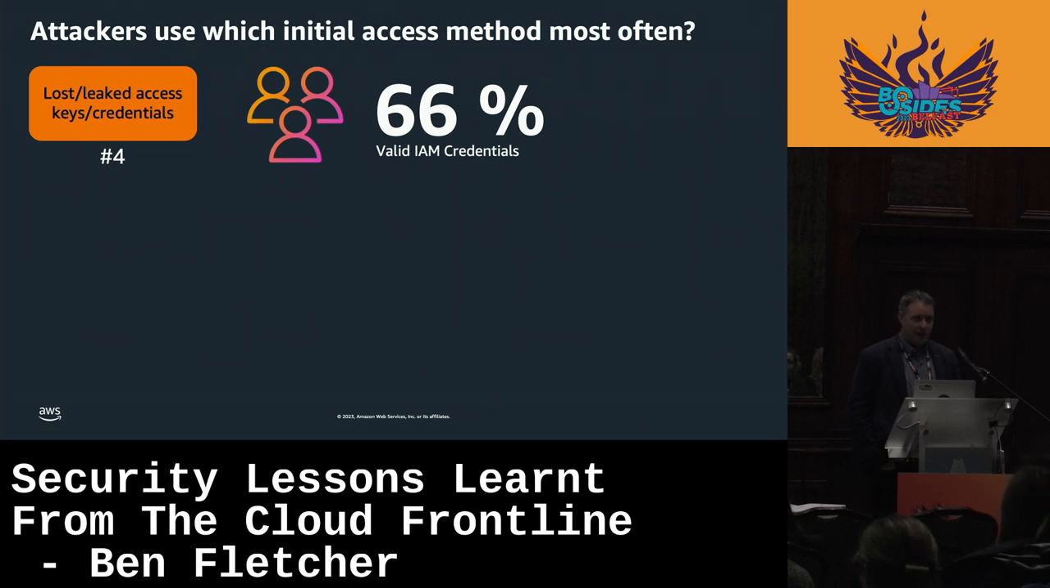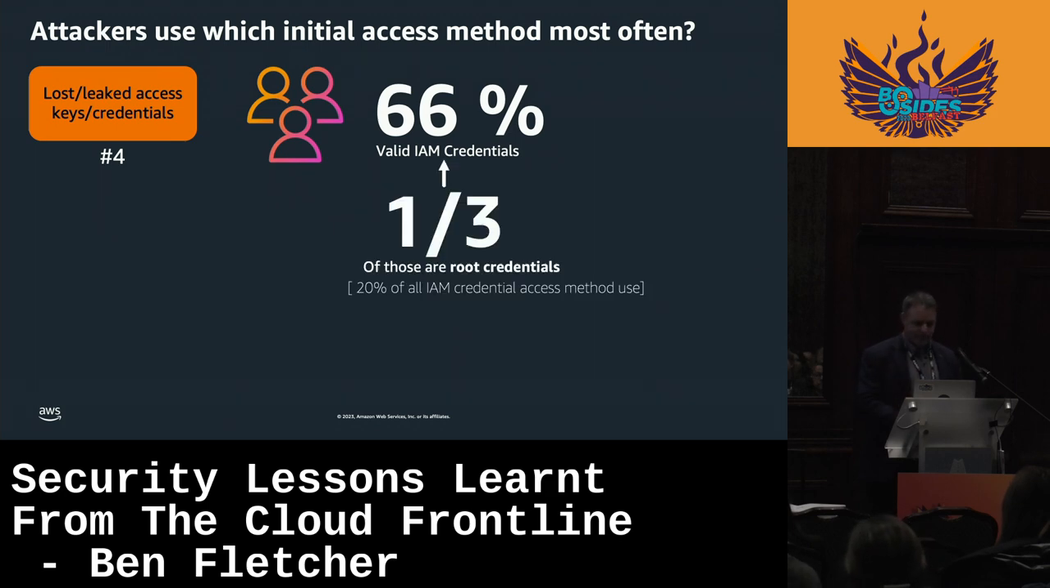Too often, they're in GitHub. And we tell people they're in GitHub. We might be emailing the wrong person because a threat actor might have changed the contact email. Okay. This is a thing that brings a tear to my eye every day, okay? A third of those access credentials are root. 20% of everything we're dealing with is the customer has lost root access. That's very, very bad. Please get off root.